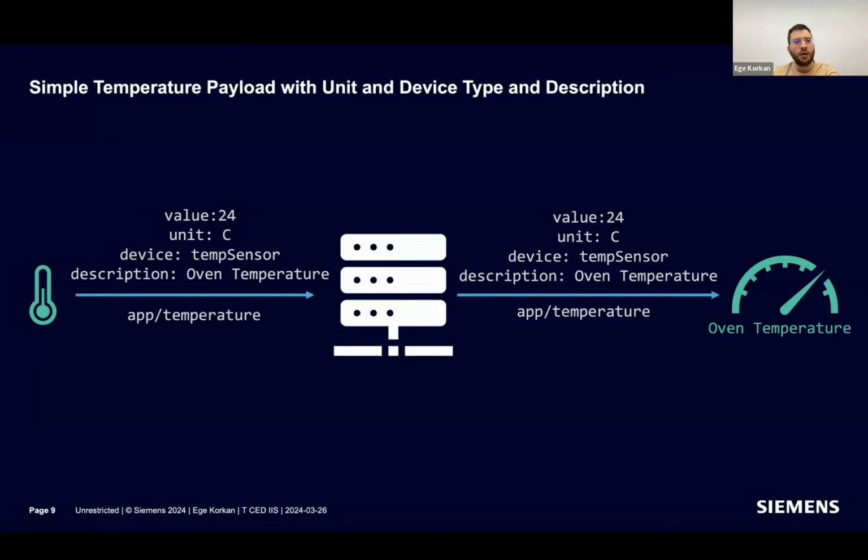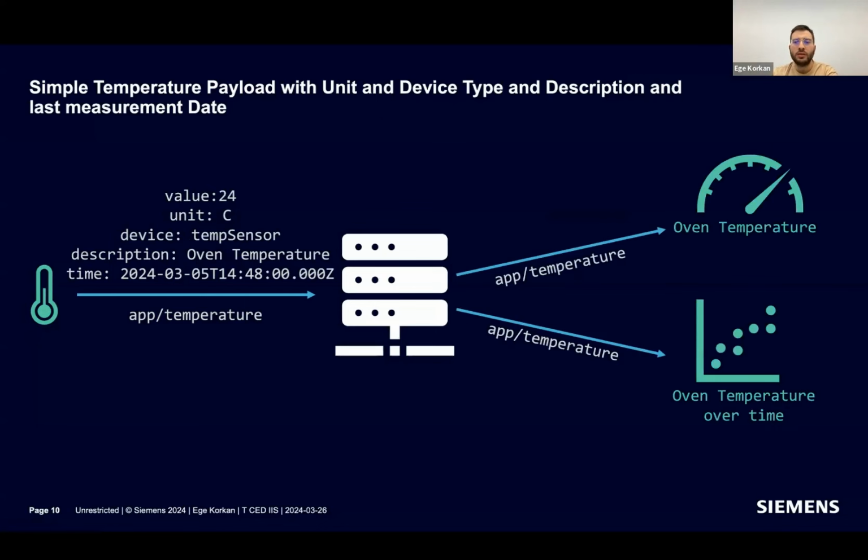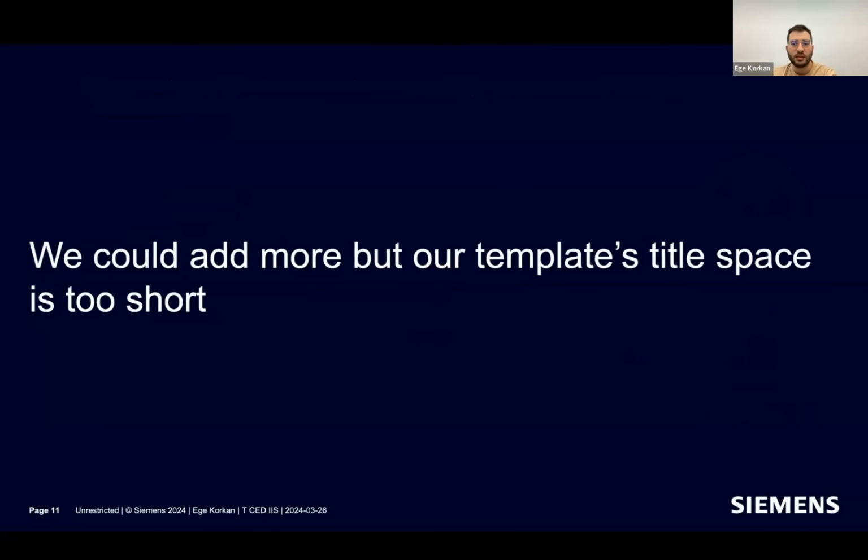Let's go even a bit further and also start putting in the measurement date, not when it is really published, but when it was last measured, so that we have different subscribers now that can use it differently. One can just again plot it, but the other one can also display the evolution of the temperature over time. And what is happening here is we are adding more and more data, and sadly the title space of the template provided by Siemens is too short.